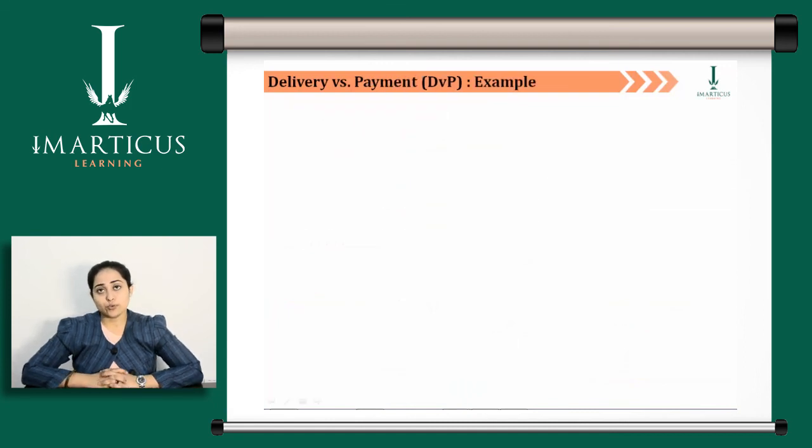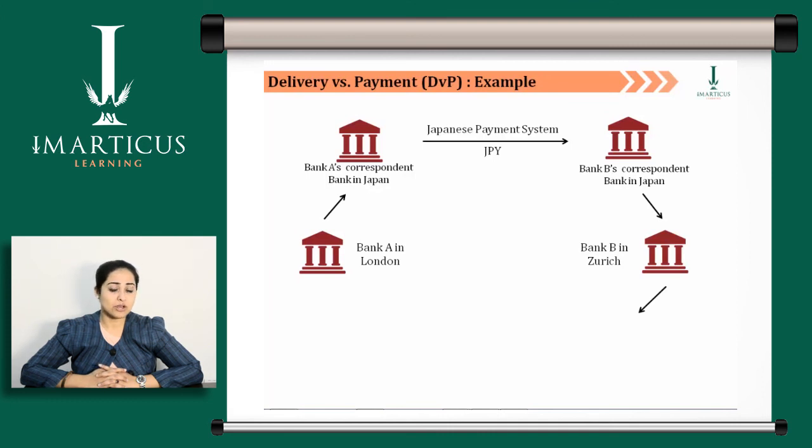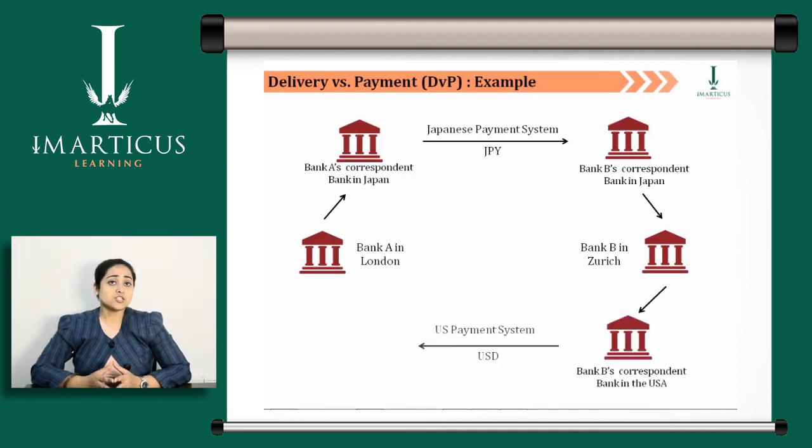Let us now review an example to understand how DVP helps the international settlement market. Considering that a transaction is agreed between two banks, Bank A in London and Bank B in Zurich, where Bank B pays in US dollars and receives in Japanese yen. Since Japanese yen has to be paid first due to time zone differences, there is a risk that Bank B receives JPY but does not pay USD. This we have already seen is known as Herstatt risk.